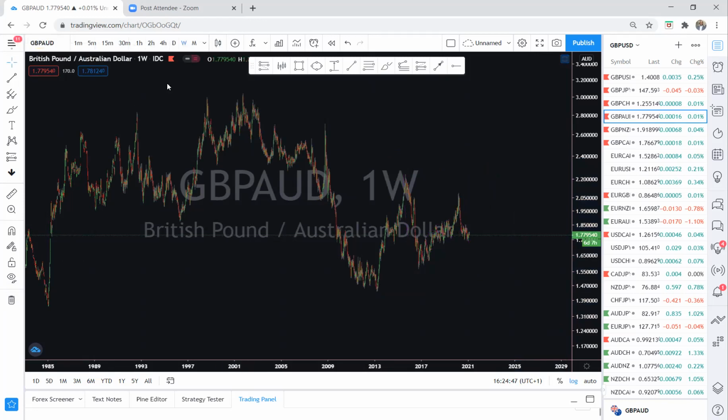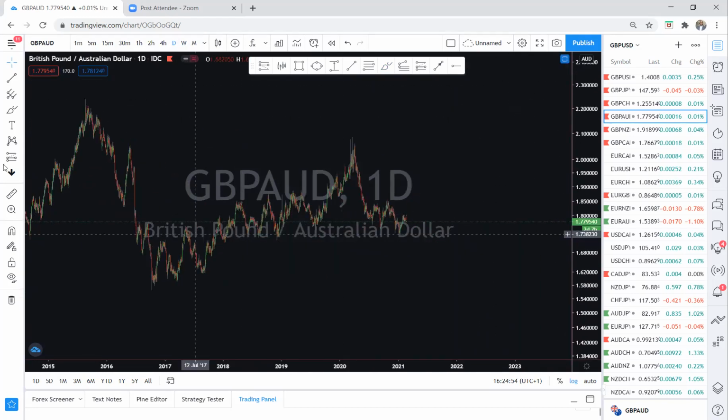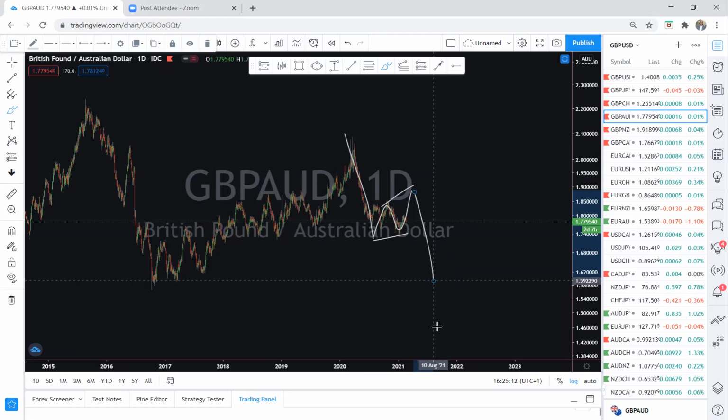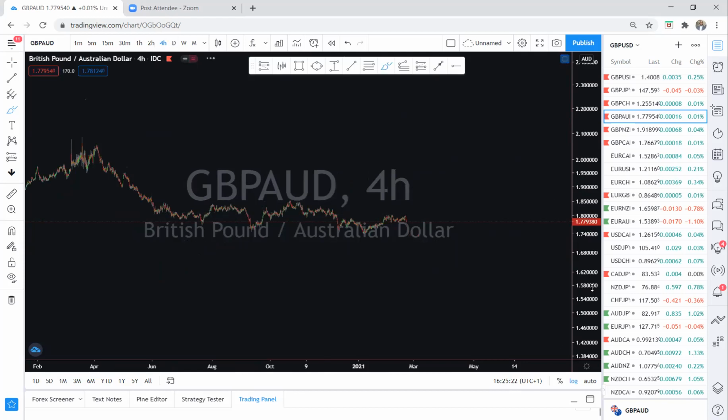This is my expectation for the weekly forecast for GBP AUD. Now let's look at daily and see what GBP AUD is doing. You will agree with me that after this pair makes a decent move to the downside, it has to correct at this level. We want this size of correction at least to ensure a great push to the downside, and the correction is ongoing at the moment. If we look at 4 hours, it will be very clear.